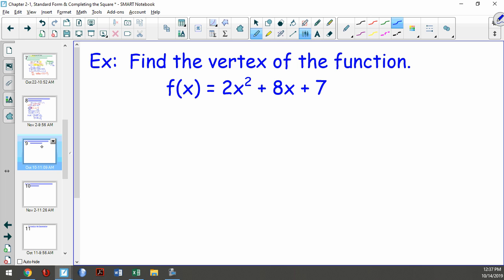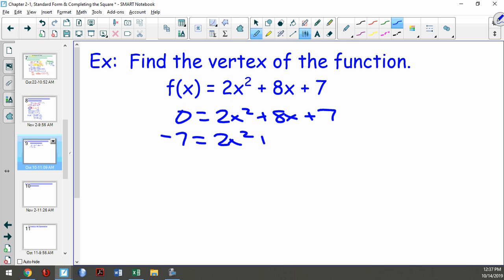Okay. Find the vertex of the function. How do I do this? F of x changes to 0. Move that 7 over by subtracting. Why? Guys, you have to have the leading coefficient be a 1x squared. Right now, it's currently a 2x squared.